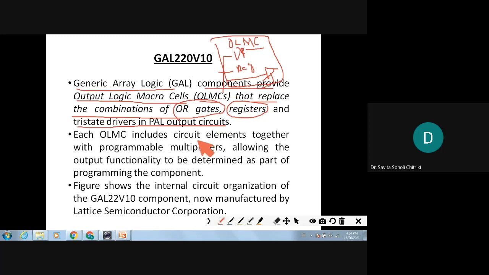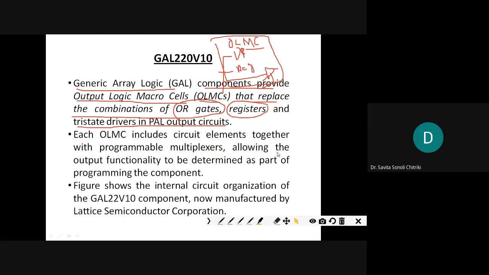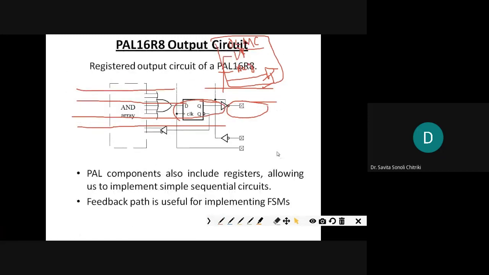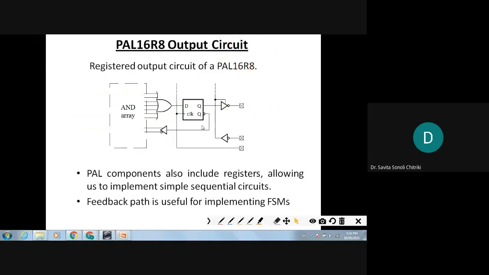So instead of showing all that, if you go to the previous slide, in PAL, whatever was there will all be inside an OLMC, output logic macro cell. So what all will be there? A register, because you need a registered output, right? From the AND array, you need an OR array. So the OR array, register, and tri-state buffers will be there inside the OLMC.